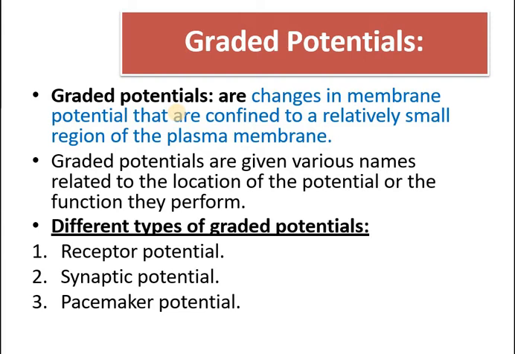So next point is graded potentials. Graded potentials are changes in membrane potential that are confined to a relatively small region of the plasma membrane. Graded potentials are given various names related to the location of the potentials or the functions they perform. If we talk about different types of graded potential, they are receptor potential, synaptic potential and pacemaker potential.